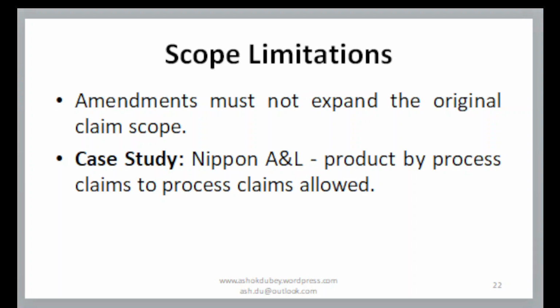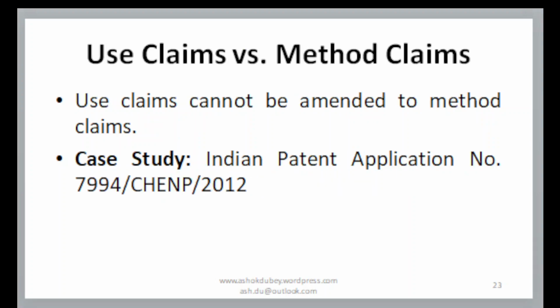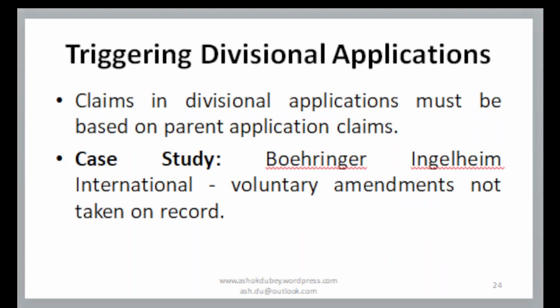over the controller's order. Use claim versus method claim: a use claim cannot be amended to a method claim. This was held in one of the patent applications. Then, triggering divisional application: claims in divisional applications must be based on parent application claims. And here the important case law is Boehringer Ingelheim International, where voluntary amendments were not taken on record because of the divisional application.